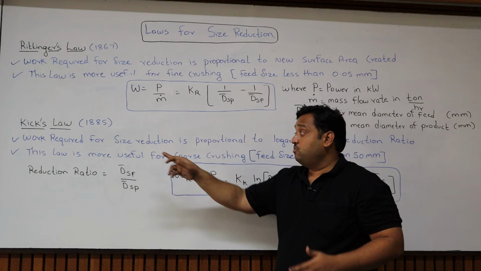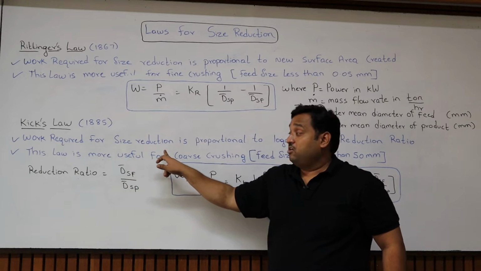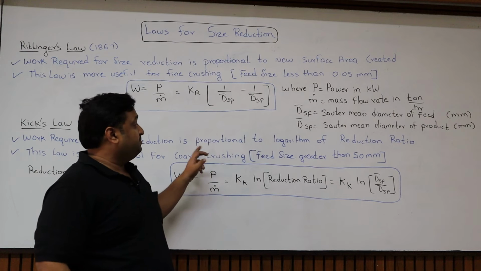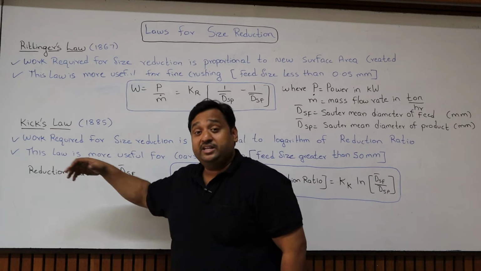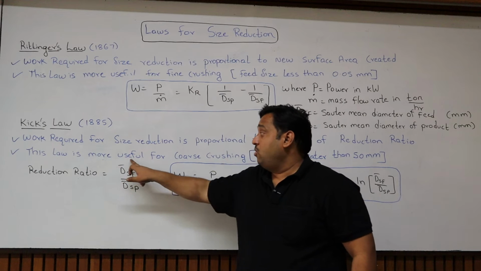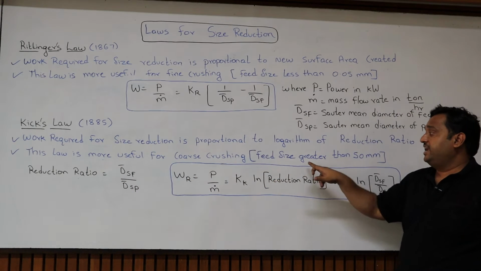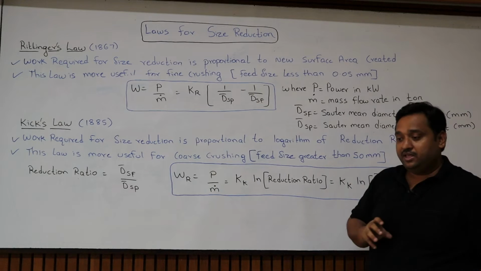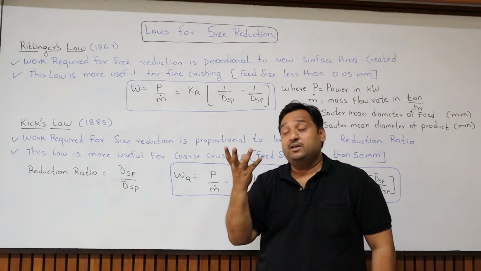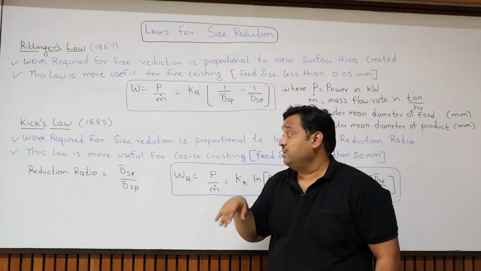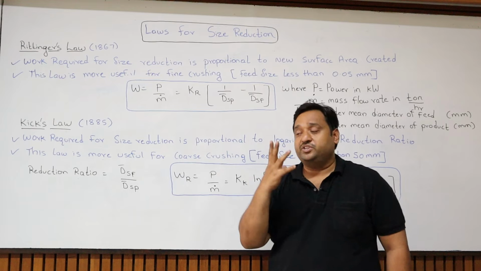Work required for size reduction is proportional to the logarithm of the reduction ratio. What is its applicability? This law is more useful for coarse crushing. That means the feed size should be greater than 50 mm. The particles we deal with which are greater than 50 mm come under coarse crushing, and Kick's law is applicable for coarse crushing.